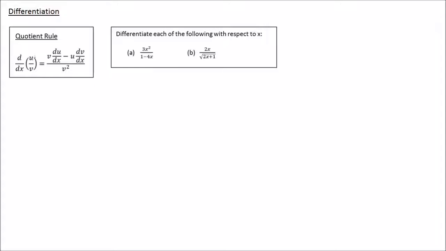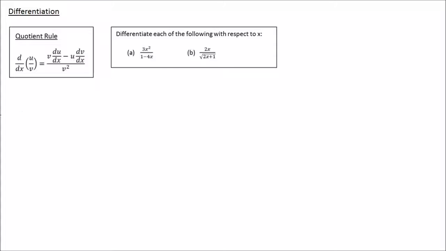First, I will explain what the formula of the quotient rule means. When we are asked to differentiate one function divided by another function, first write the square of the denominator. Then copy the denominator and differentiate the numerator. Minus, write down the numerator and differentiate the denominator. Now I will explain this formula using the two questions here.